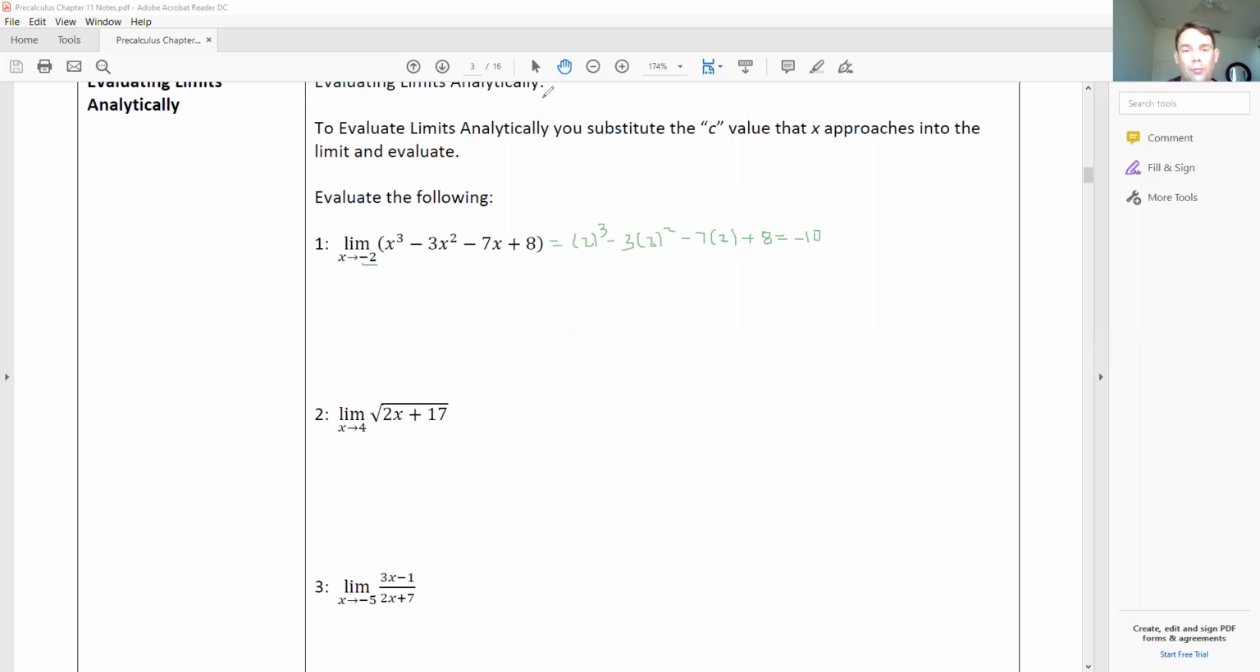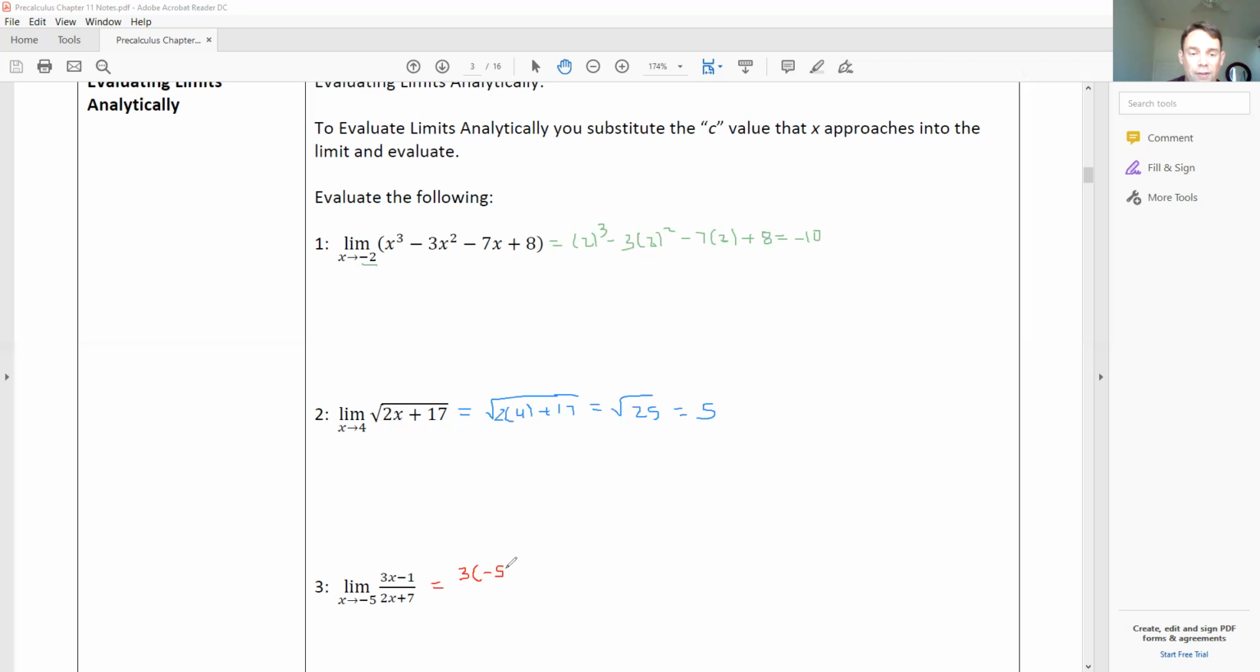So go ahead and pause the video and evaluate these next two analytically. All right, friends, let's see how you guys did here. We have the square root of 2 times 4 plus 17. So that's the square root of 25, which is 5. And this is the majority of what limits is. You just plug it in. We don't want to overthink it. We just plug it in.